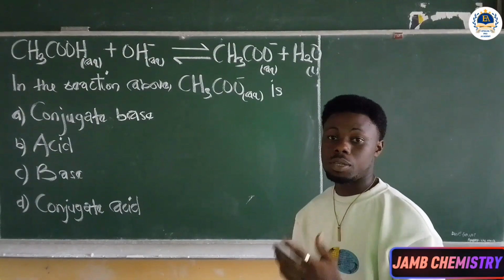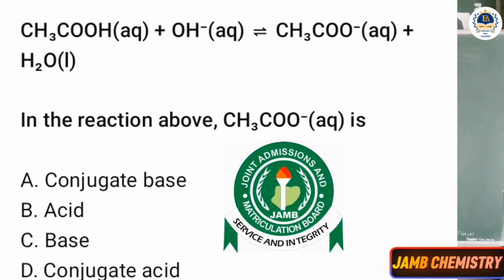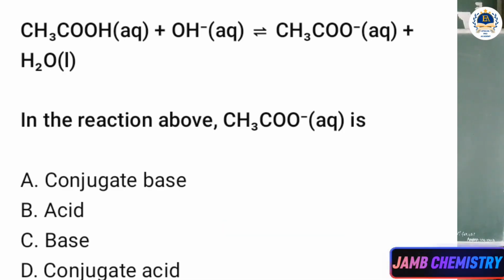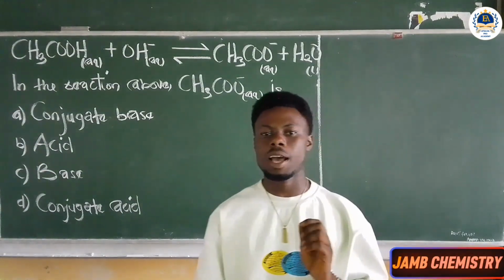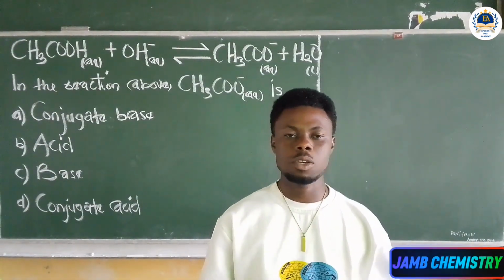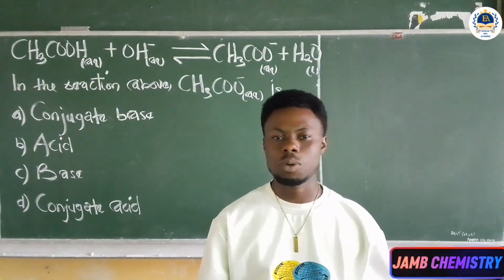Alkanes. Question on the board: in the reaction above, CH3COO minus in aqueous state is option A, conjugate base, option B, acid, option C, base, and option D, conjugate acid. So in the reaction above, ethanoic acid, CH3COOH, donates a proton. What happened after proton transfer?